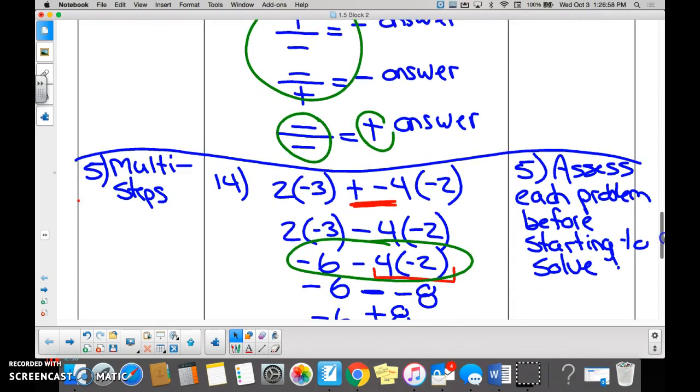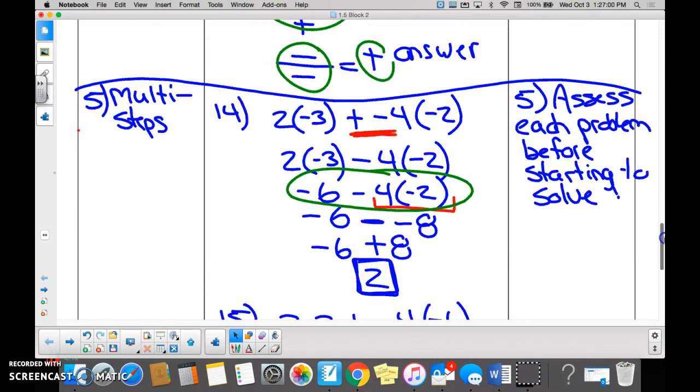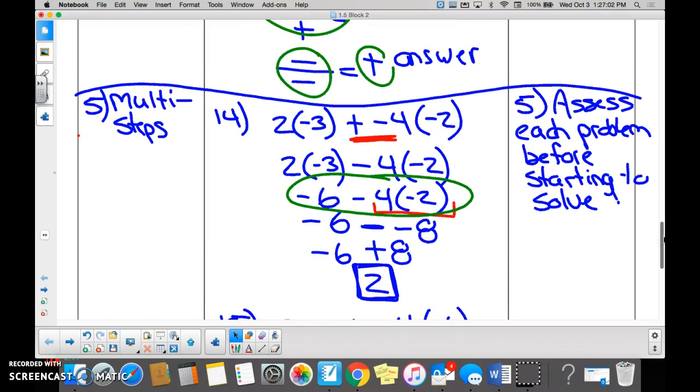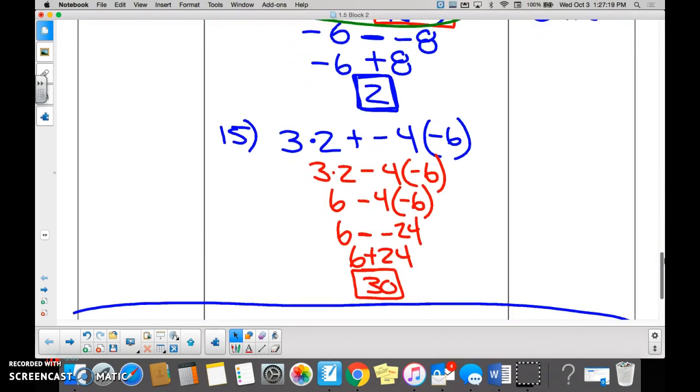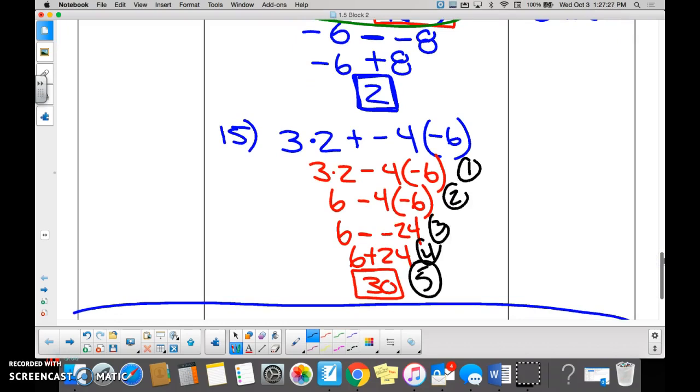And then multi-steps. The biggest issue you guys all had on this problem was that we did not start with the rewrite. Should you always start with the rewrite? Yes. Number 15, same thing. And then obviously if there's order of operations involved, we are doing 1 step at a time. You're just doing 1 operation at a time. If I was grading this, I would grade it for 5 points. Questions?